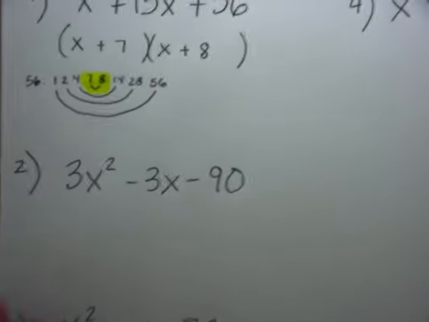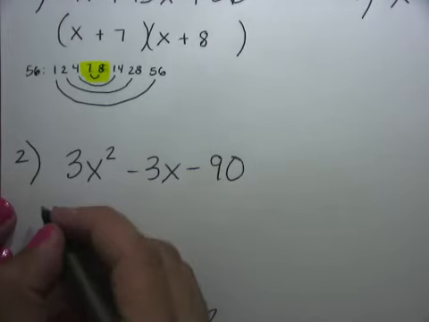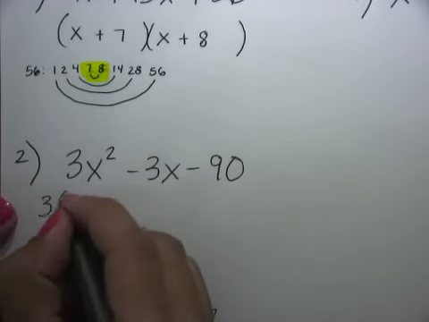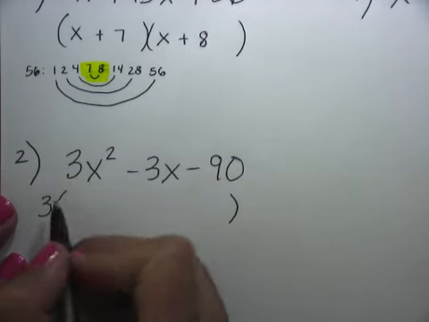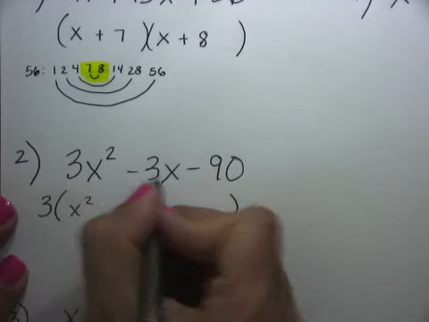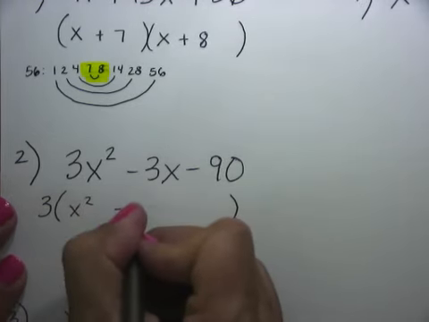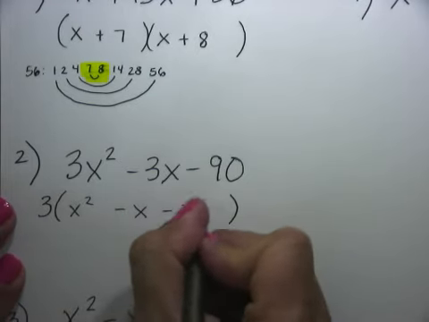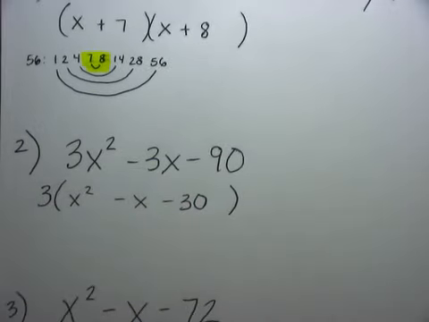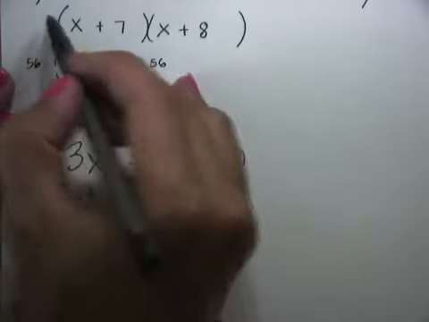Number 2, common factor. Yes, we can factor out a 3. When I say factor out, basically you divide. So if I divide this term by 3, I get x squared. Divide this term by 3, I get negative 1x. And if I divide this term by 3, I get negative 30. Now, just because we could factor out a common factor doesn't mean that we're done.